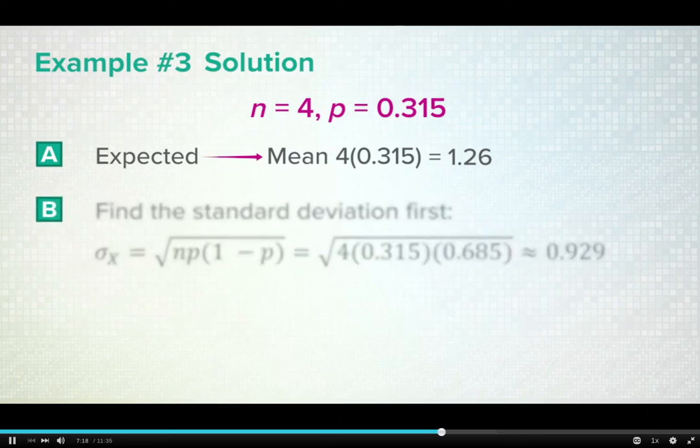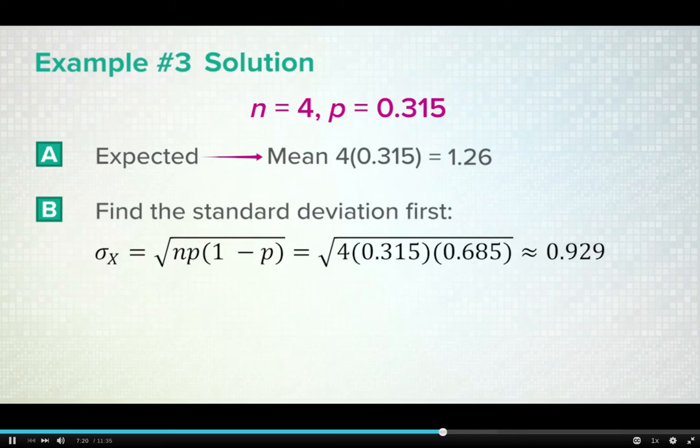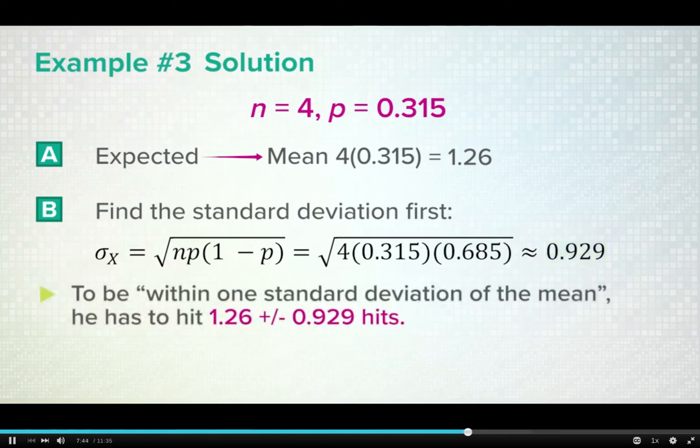In part B, I'm asking you what's the probability that he's within 1 standard deviation of his mean. So it stands to reason that we should find the standard deviation first. Let's do that using the formula. That would be the square root of 4 times 0.315 times 0.685, which is approximately 0.929. So to be within 1 standard deviation of the mean, he has to hit 1.26 plus or minus 0.929.